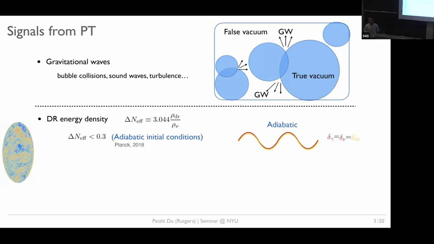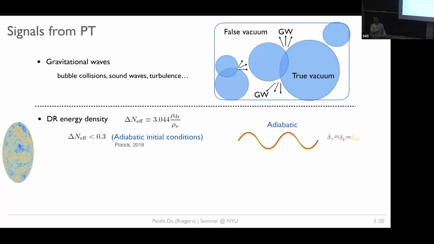However, there's a big assumption built into it: they assume adiabatic initial conditions for the neutrino sector, or for the dark radiation sector. Now, what are adiabatic initial conditions? Here I showed you on the right a cartoon picture. It shows that all the perturbations in the radiation, like photons, neutrinos, and now the dark radiation, are initially all the same. Delta is the dimensionless density perturbation, delta rho over rho. So all of them are the same initially.